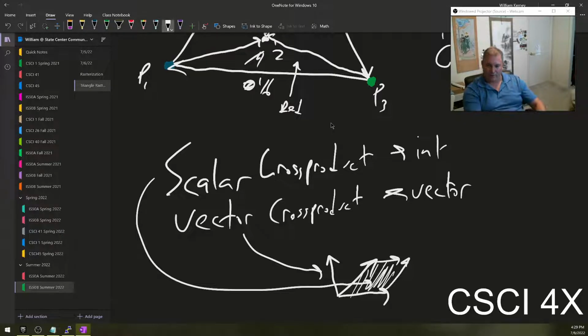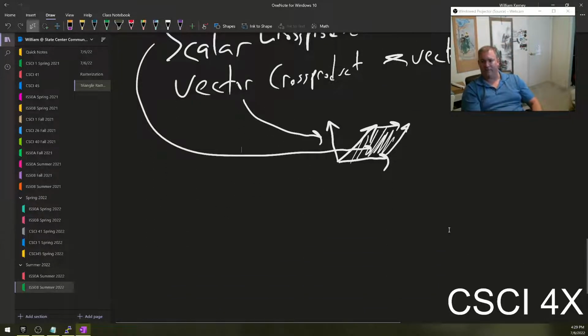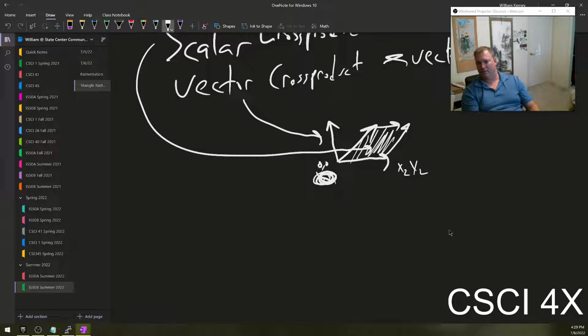So how do you do scalar cross product? Because we don't really care about this one. So if you have x1, y1, and x2, y2, zero, zero. So you've got 0, 0 as one corner, x1, y1 as one point, x2, y2 as another point.